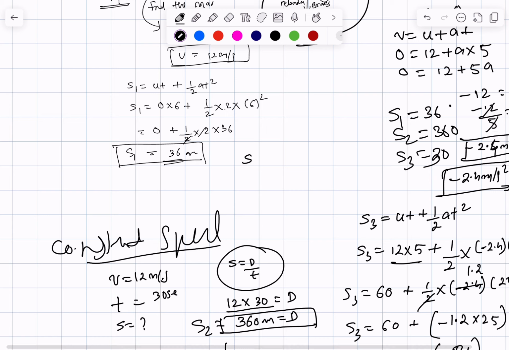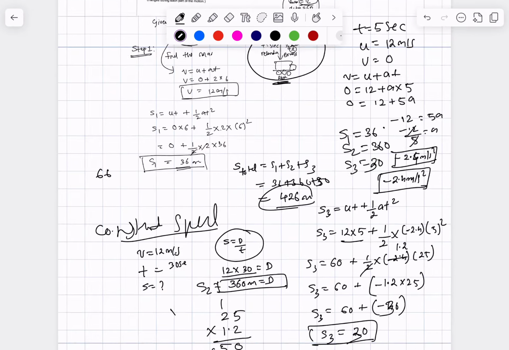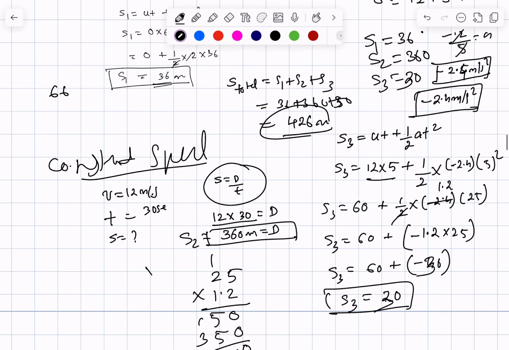So now we know the total distance is S1 plus S2 plus S3, 36 plus 360 plus 30, which will be equivalent to 426. Oh, you did it right. 426 meters. Okay, very good. So this is how it's going to work.